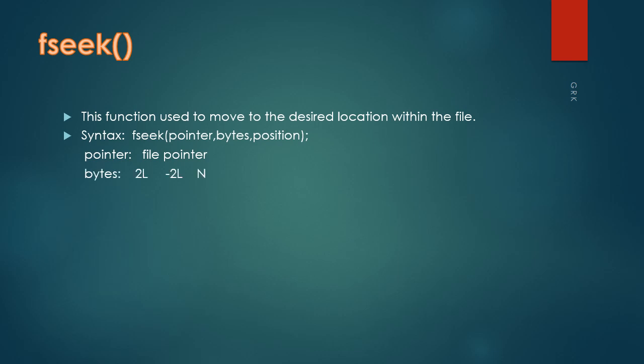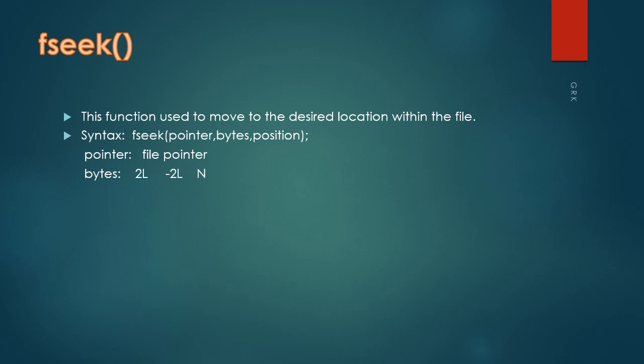Next, the second parameter, bytes, represents by how many bytes we want to move, which may be in the forward or backward direction. In this example I have taken 2L. 2 means I am trying to move by 2 bytes in the forward direction because it is a positive number, and L represents long int because the second parameter takes a value of type long int. That's why I am writing L here. A positive number means we are moving in the forward direction.